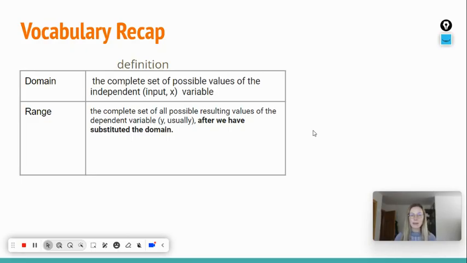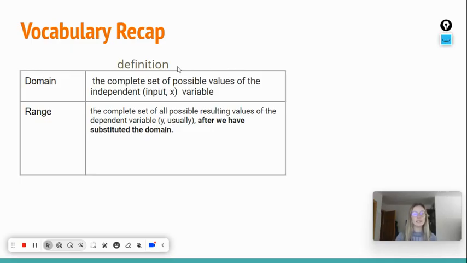So here's the mathematical definition for domain. It's the complete set of possible values of the independent or x variables. I really stress that possible values, because another way of saying that is, what works? What works when I plug it into the function? So what works for the function to be plugged in for x?